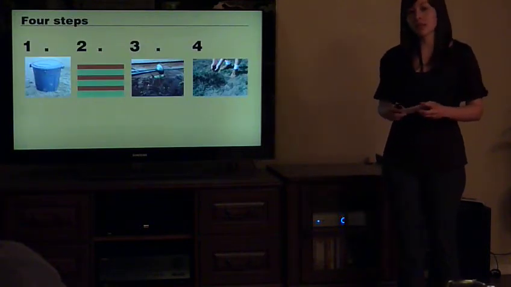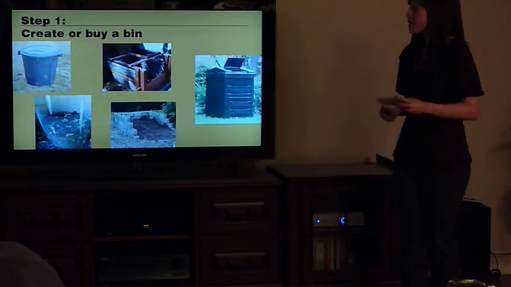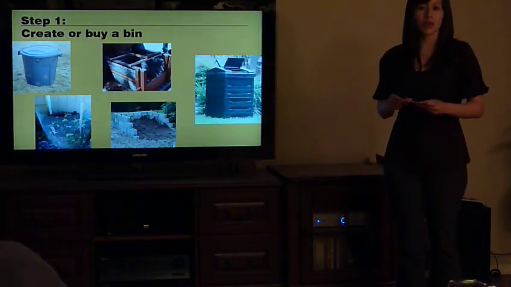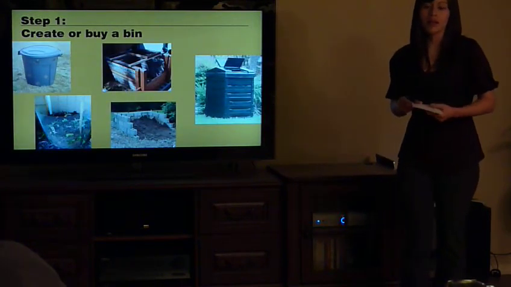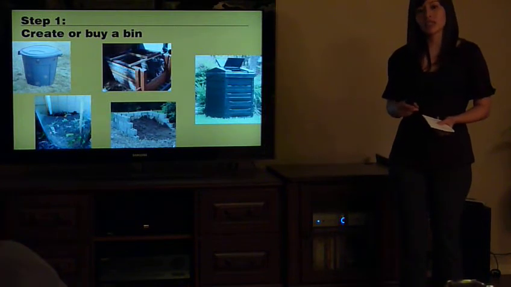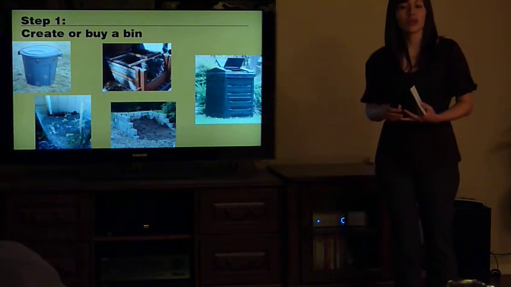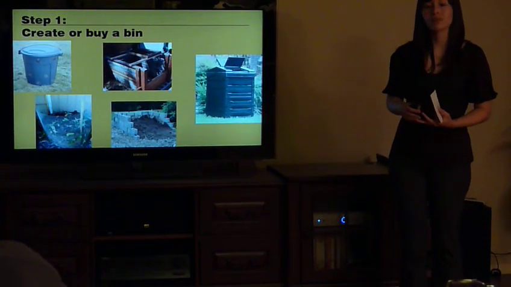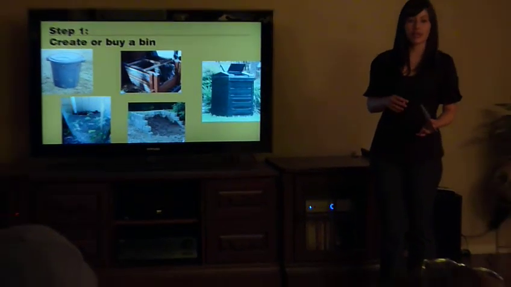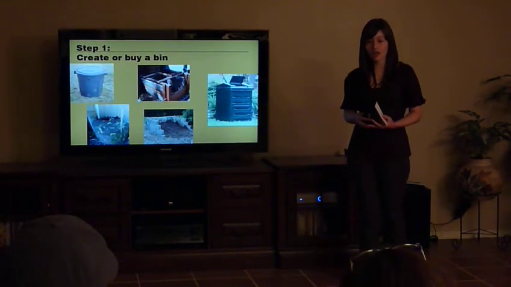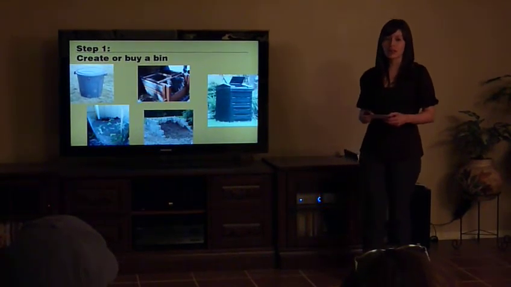Now there are 4 steps in creating compost. The first step is to either make or buy a compost bin. Now the easiest kind is just getting a garbage can and drilling some holes in it. You could also make one out of wire mesh, or you could get fancy and make one out of wood or concrete block. Or you could always just buy one that's already made.